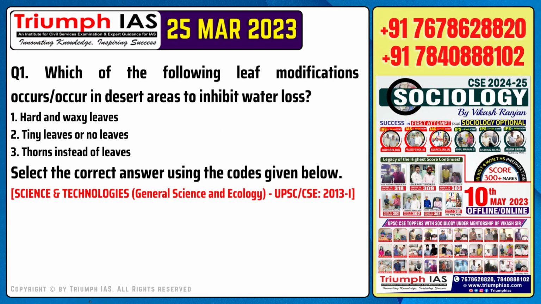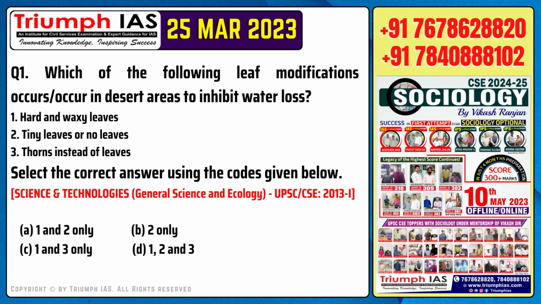Question number 1. Which of the following leaf modifications occur in desert areas to inhibit water loss? Number 1. Hard and waxy leaves. Number 2. Tiny leaves or no leaves. Number 3. Thorns instead of leaves. Select the correct answer using the codes given below. Option 1. 1 and 2 only. Option 2. 2 only. Option 3. 1 and 3 only. Option 4. 1, 2 and 3.